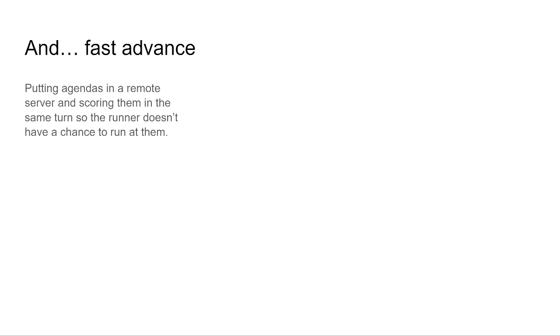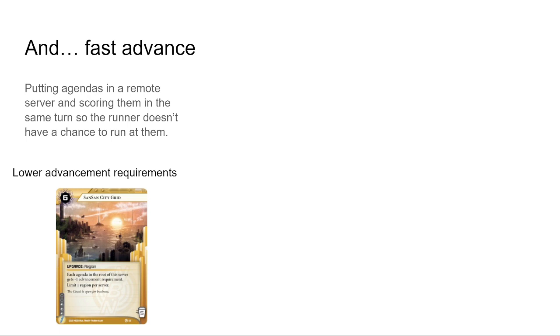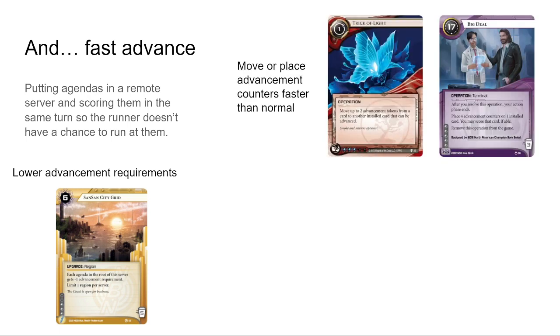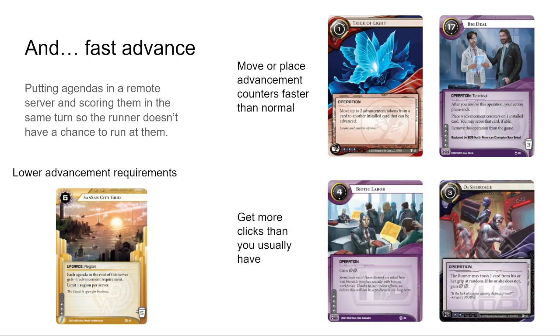Now, there's lots of different ways to do that. You can lower the advancement requirements on the agenda so you don't need as many advancements and clicks to score it. You can move those advancements and clicks faster than usual. Usually it takes you 1 click and 1 credit to advance an agenda, and most agendas cost 3 advancements or more to score, so you can't really score them in 1 turn, but if you can move them faster than normal, you can. And of course, you could also just try and get more clicks than you usually have, and that will also help you fast advance agendas.